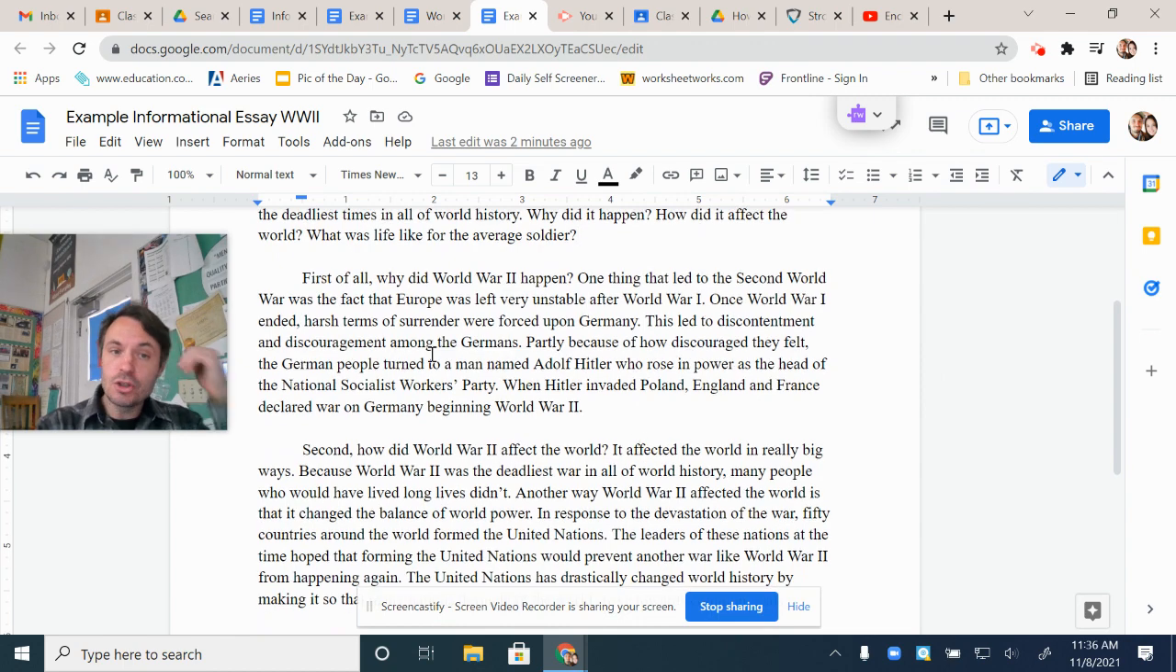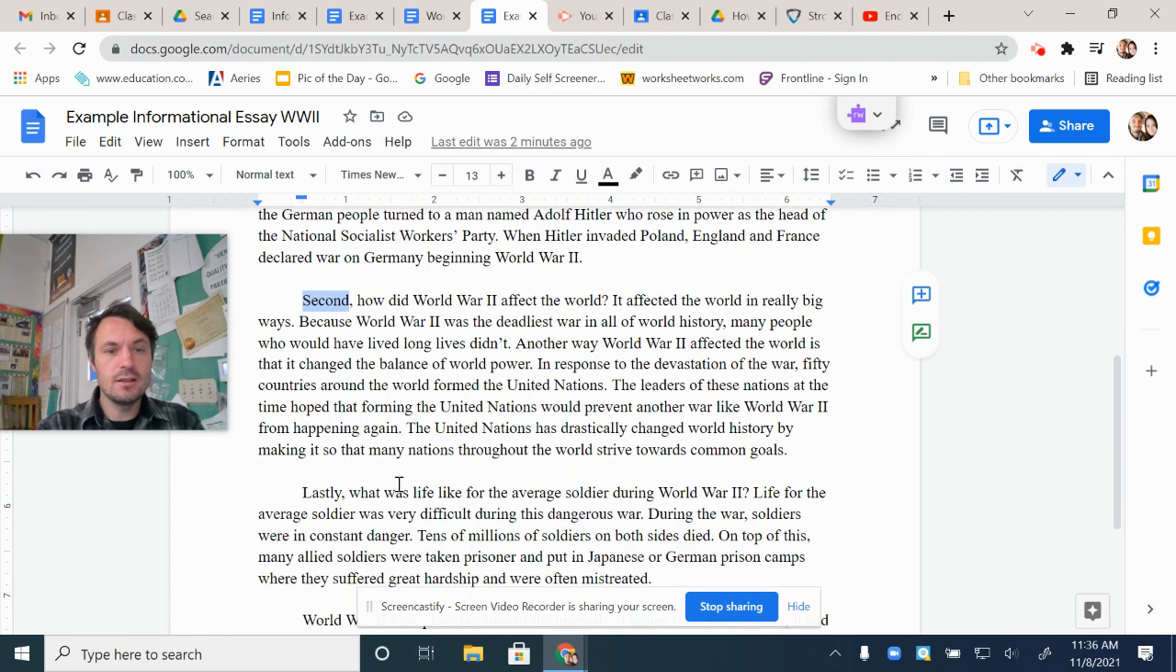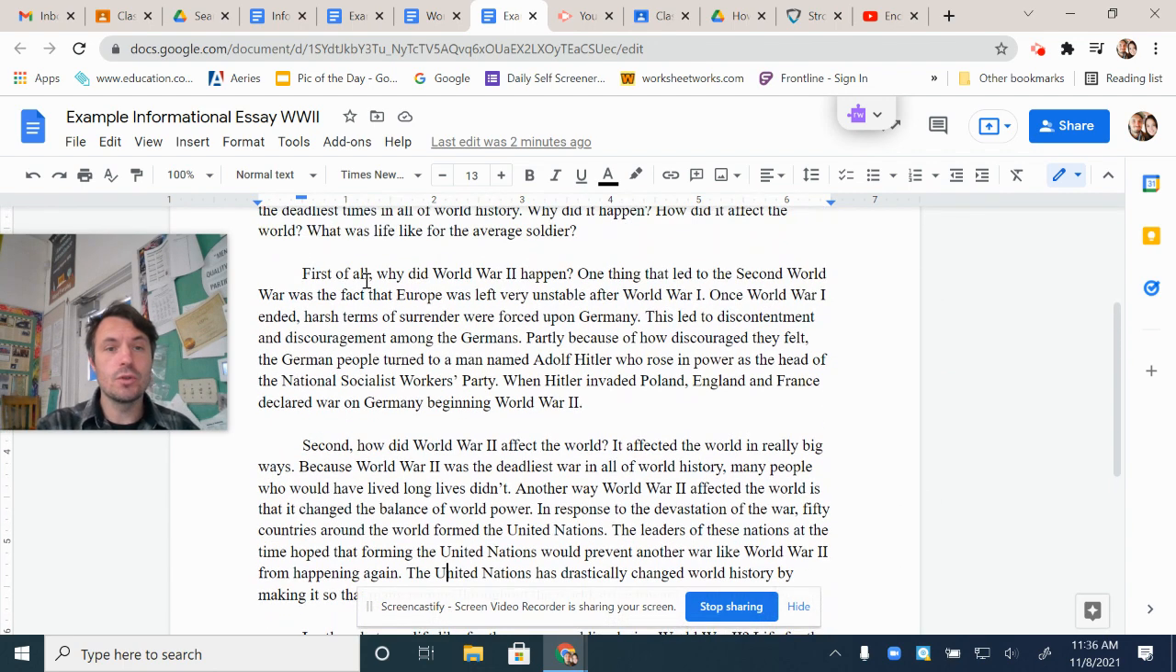Okay, they each start with a transition word: first of all, second, lastly. Then they have a topic sentence. First of all, why did World War II happen? That's a topic sentence because it tells what the rest of this paragraph will all be about.